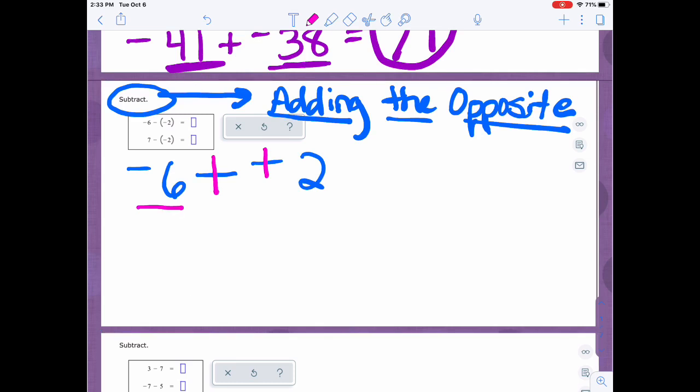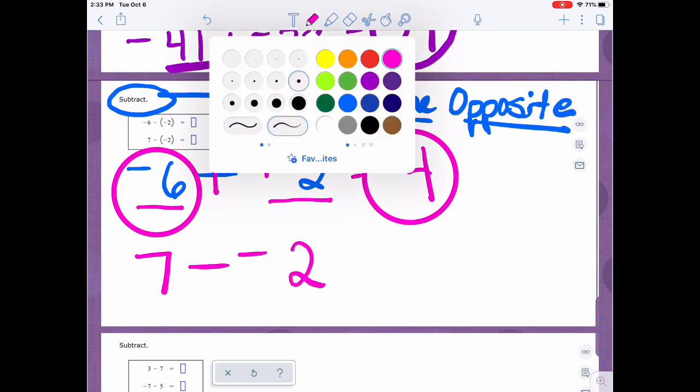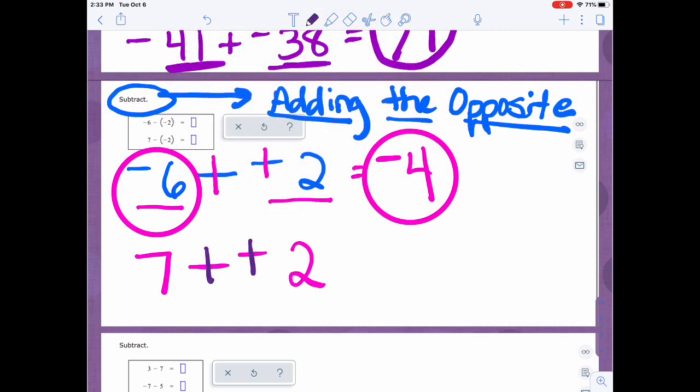So I have -6 now and +2. They're different, so I'm going to subtract. The difference between them, 6 minus 2, is 4. Now I look for the bigger number to figure out what sign I'm going to put on this. Then we have 7 minus a -2. I want to add the opposite. Then I just have 7 plus 2 is 9, and they're both positive. So the answer has to be positive.